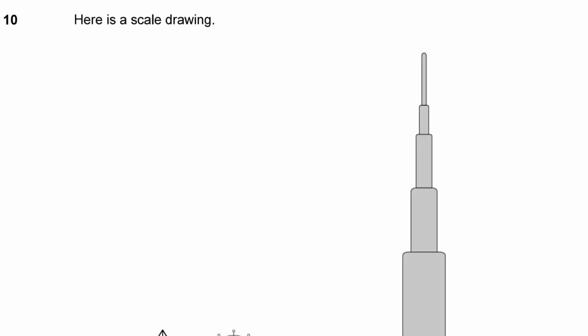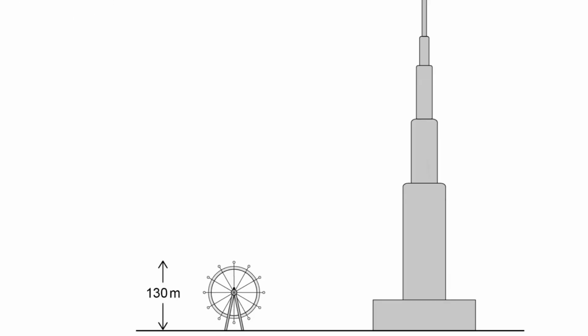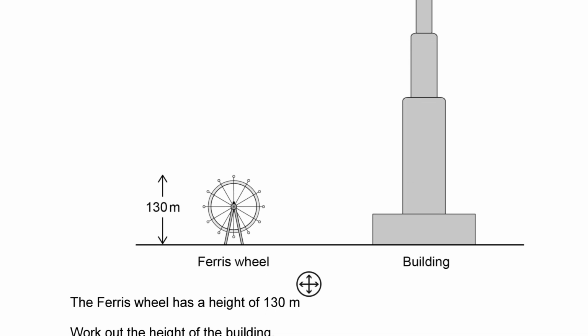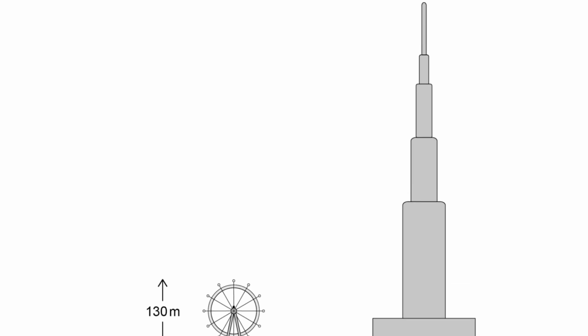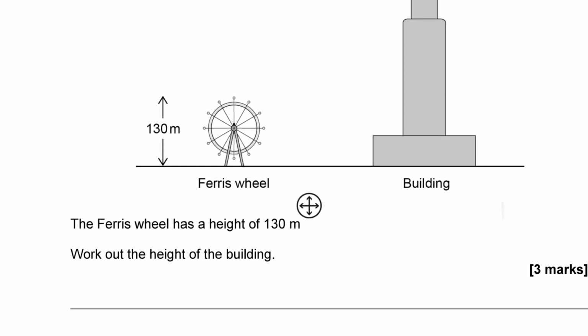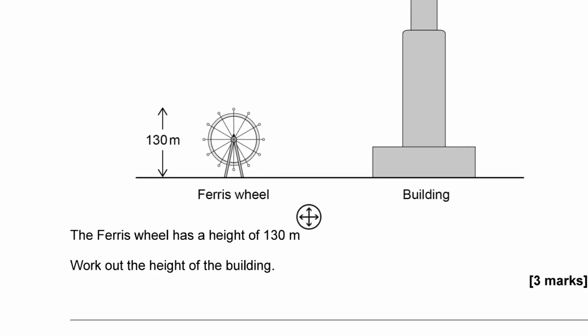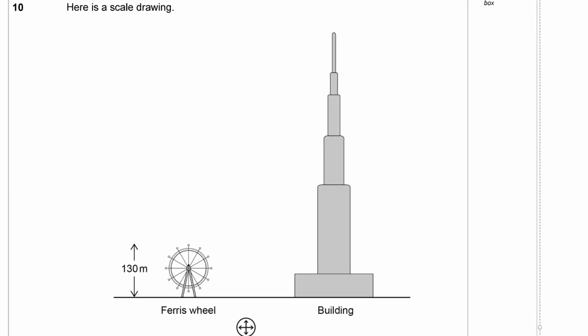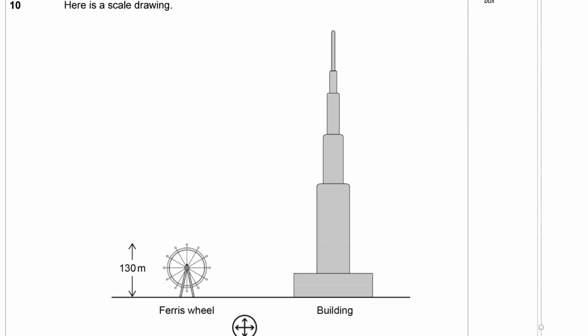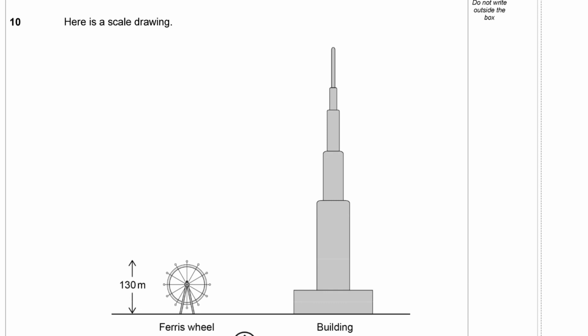Question 10. Here is a scale drawing. I've got a Ferris wheel, which I'm told is 130 meters tall, and then next to it is a very tall building. And we're told that the height of the Ferris wheel is 130. Well, we knew that already. Work out the height of the building. Okay, so basically what we want to do here is see how many Ferris wheels fit into the building.